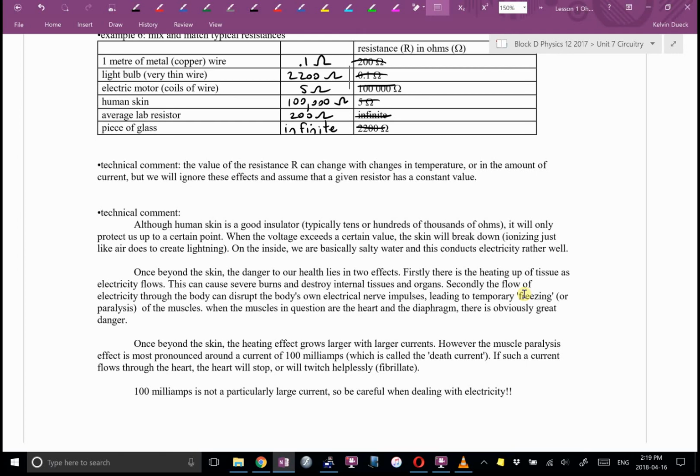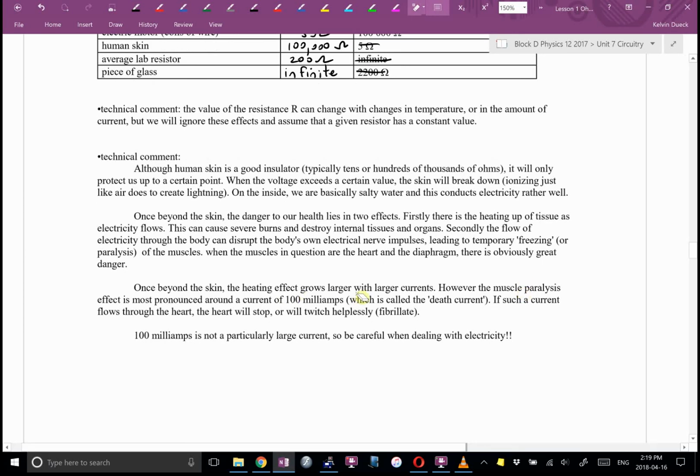So once beyond the skin, the burning effect grows larger with larger currents. But for muscle paralysis, you don't need a big current, typically around 100 milliamps, which is 0.1 amps. In fact, it's nicknamed the death current. If across your heart there's 0.1 amps, that will be enough to cause your heart to fibrillate, to start to beat erratically or stop altogether. 100 milliamps is not very big.